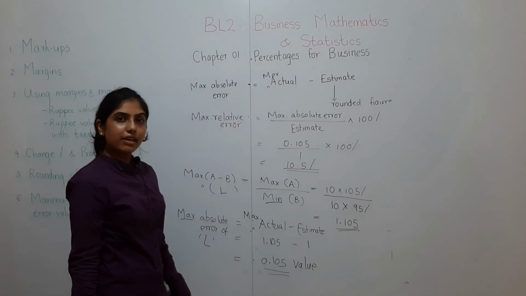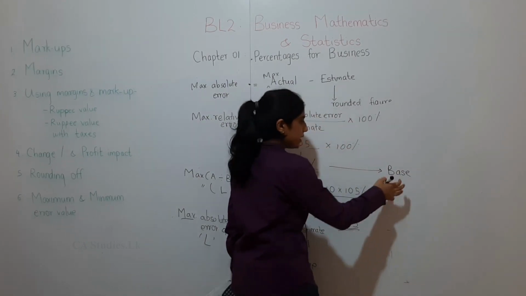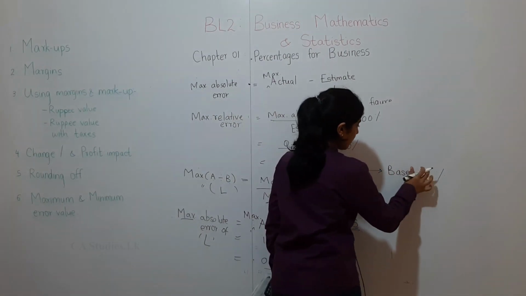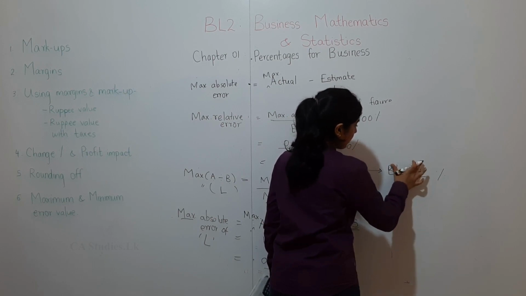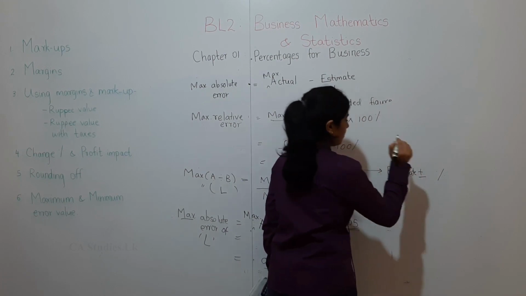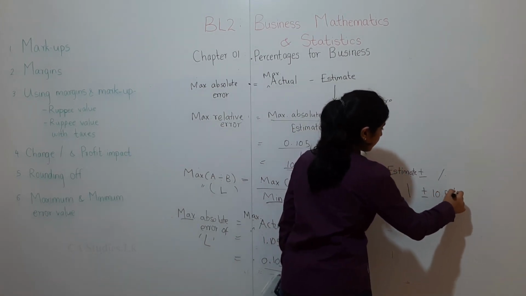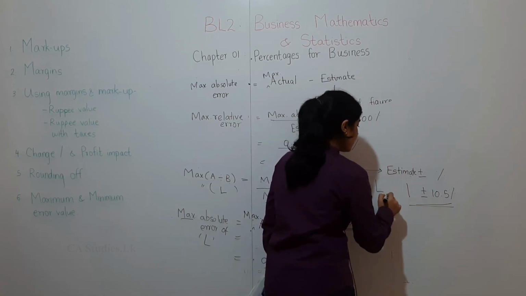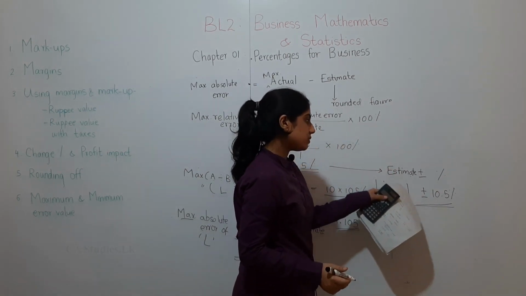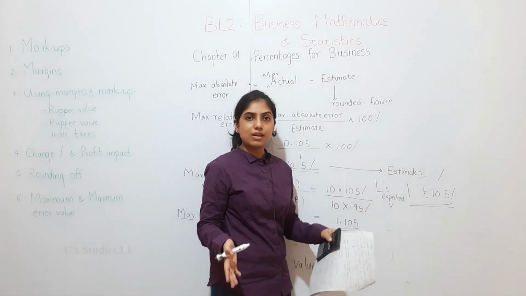If they ask the expected value of L, then how will you express it? How to express expected values? Base plus or minus the relative error percentage. What is the base? The base is always, let's remember as, the estimate, okay. Base is your rounded figure. Rounded figure is 1 plus or minus 10.5%. Fine. This is your L's expected value. It can be 1 plus 10.5% or it can be 1 minus 10.5% of 1.